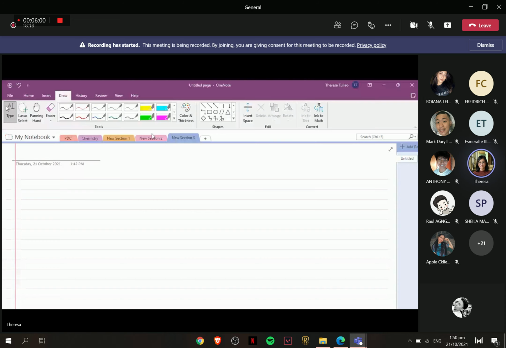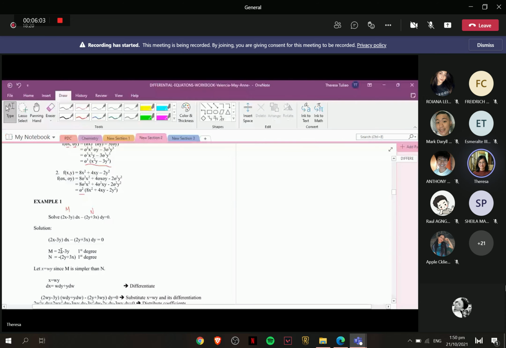Just by physical observation, the whole M is positive, whereas the whole quantity of N is negative. So, just for that reason, M is simpler than N.